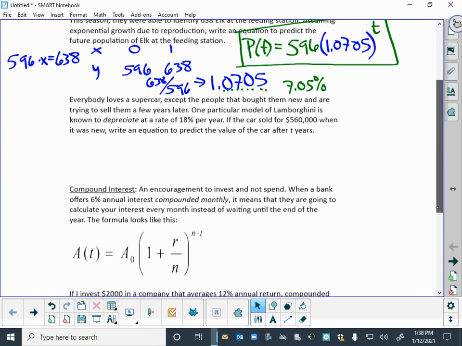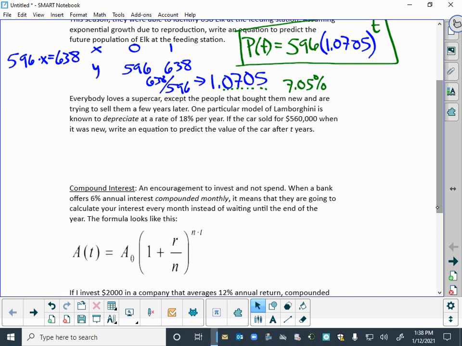Okay, a little bit more to go here. All right, the next story. Everybody loves a supercar except for the people that bought them brand new and are now trying to sell them a few years later. Okay, so we'll have a story about a particular Lamborghini that is known to depreciate at a rate of 18% per year, which means that the value of the car goes down every year because it's not brand new anymore, and people tend to drive them very hard when they're supercars. Every once in a while, someone might just park them, but what's the fun in that?